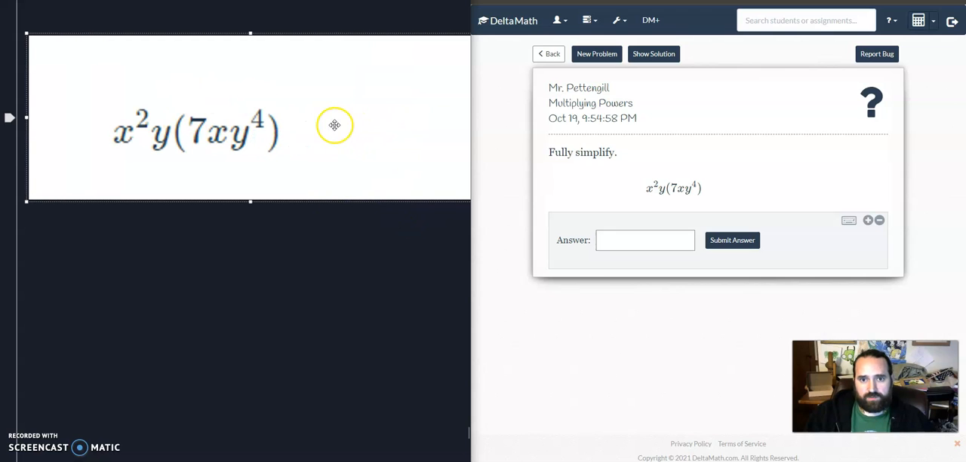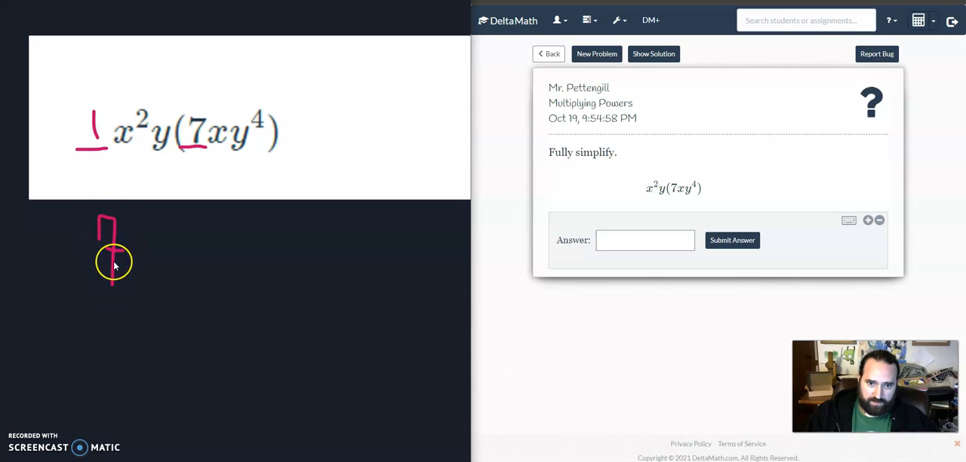So first things first, in this problem, I'm just going to look at what I have. I don't have any numbers out here, but there's a number in here. So if I had a number out here, we would just pretend it's 1. 1 times 7 is 7, so a 7 would be part of my answer. 7.